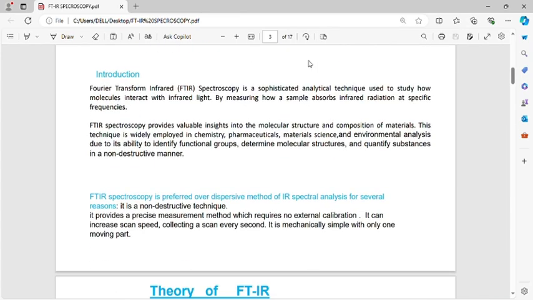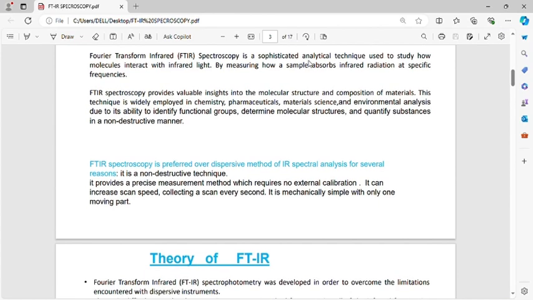Fourier transform infrared spectroscopy is a sophisticated analytical technique used to study how molecules interact with infrared light by measuring how samples absorb infrared radiation at specific frequencies. FTIR spectroscopy provides valuable insight into the molecular structure and composition of materials. This technique is widely employed in chemistry, pharmaceutical and material sciences, and environmental analysis due to its ability to identify functional groups, determine molecular structure, and quantify substances in a non-destructive manner.